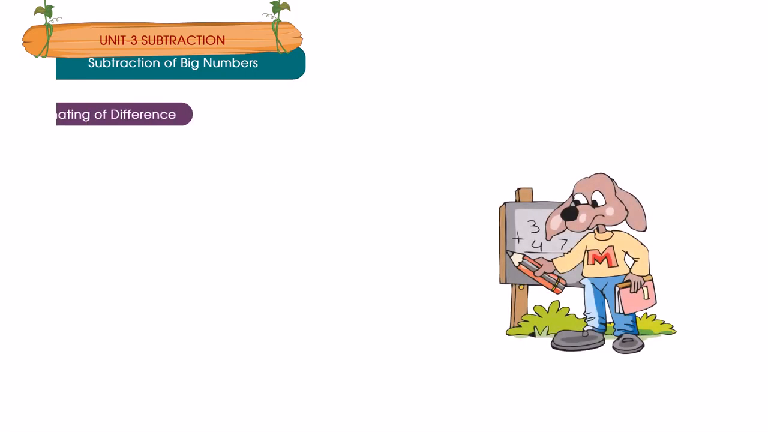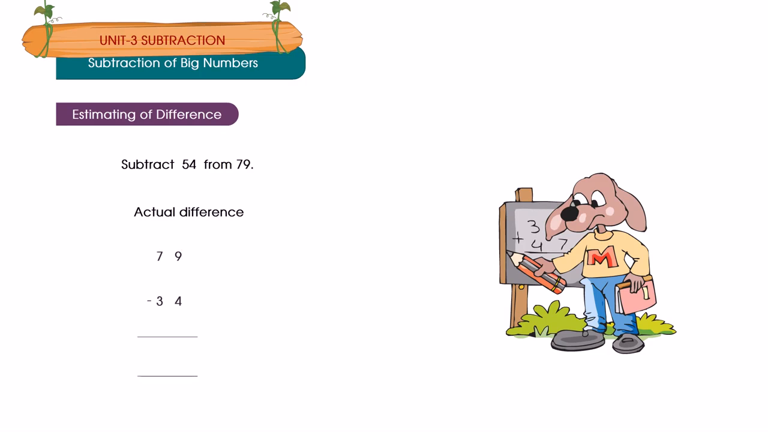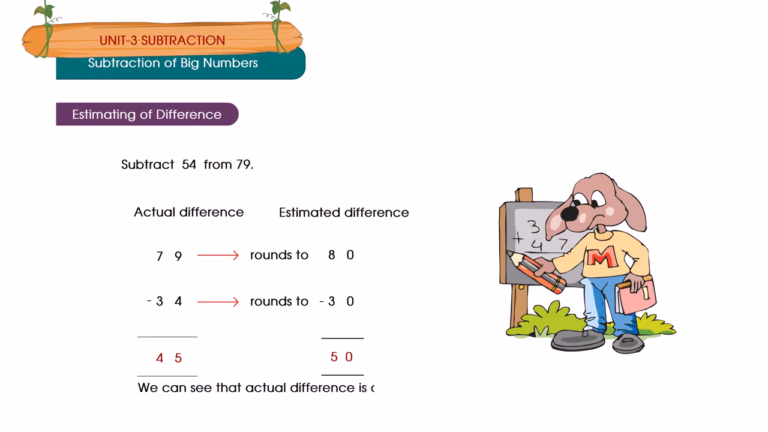Estimating of difference. Subtract 34 from 79. Actual difference: 79 minus 34 is equal to 45. 79 rounds to 80. 34 rounds to 30. Estimated difference: 80 minus 30 is equal to 50. We can see that the actual difference is close to the estimated difference.